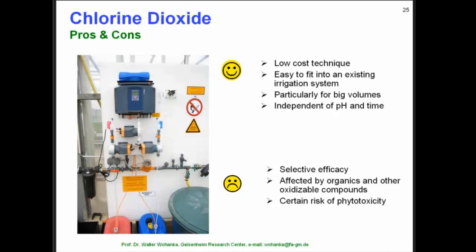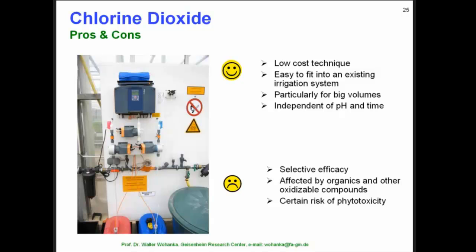In principle, the pros and cons of chlorine dioxide are very similar to those of chlorine. Similar to chlorination, we can say it's a low-cost technique, even if it is a little bit more expensive than the standard chlorination. It can easily be integrated into an existing irrigation system. It is particularly suitable for big water volumes, and it is independent of pH and time.